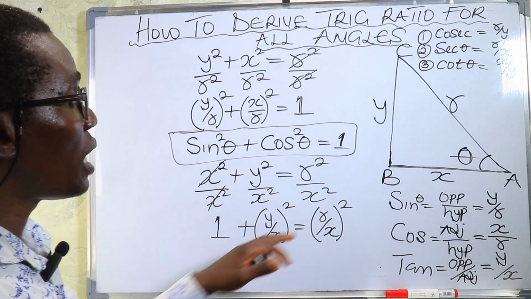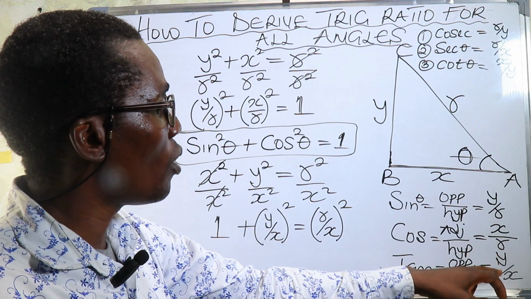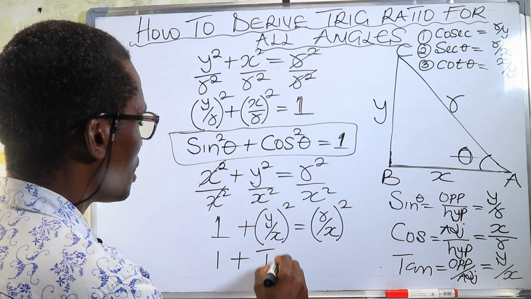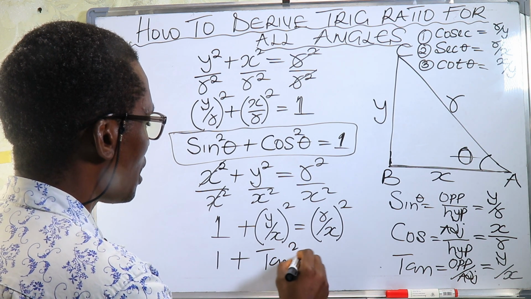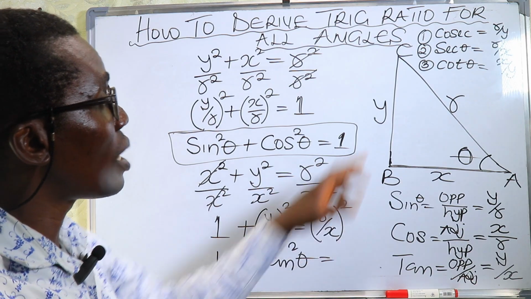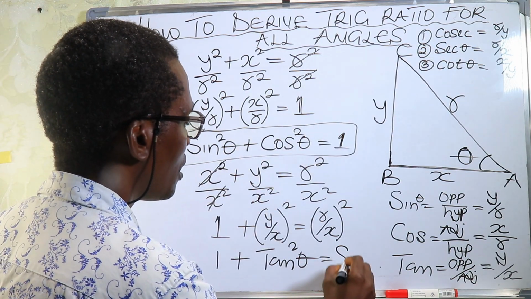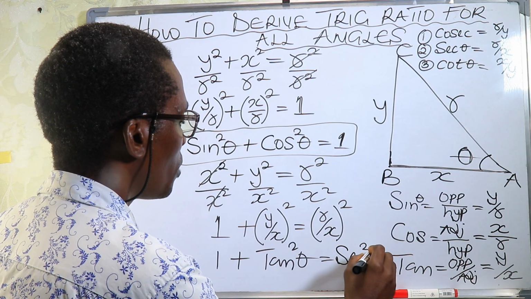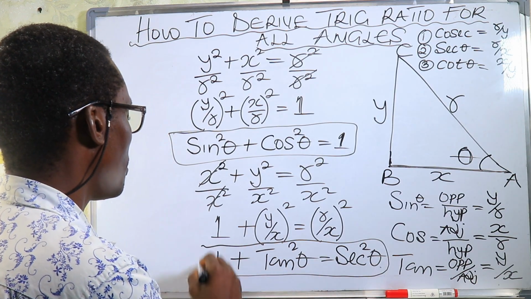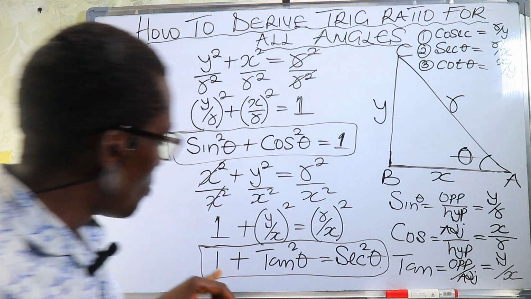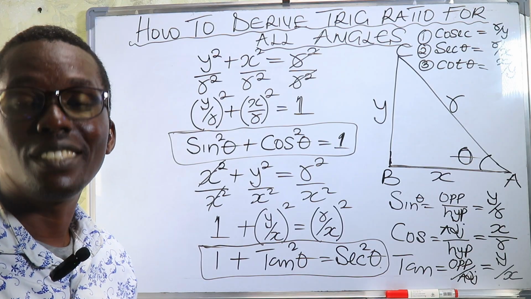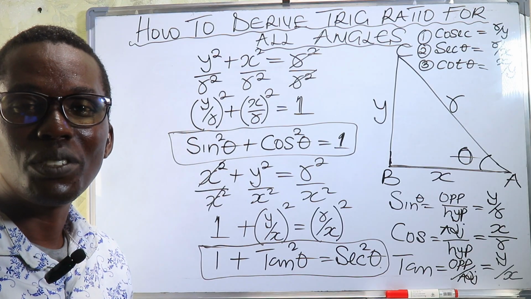Now wetin be y all over x? Y all over x na tan. So this one will give me 1 plus tan square theta equal to r all over x na wetin? Sec square theta. Sec square theta. This na another trig ratio wey we don derive. That one means say 1 plus tan square theta go dey equal to sec square theta. That one na another trigonometry ratio.